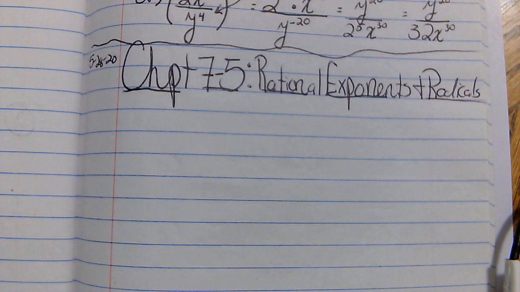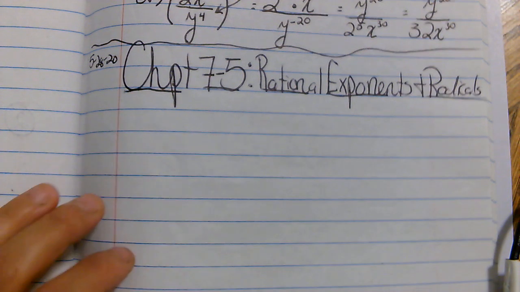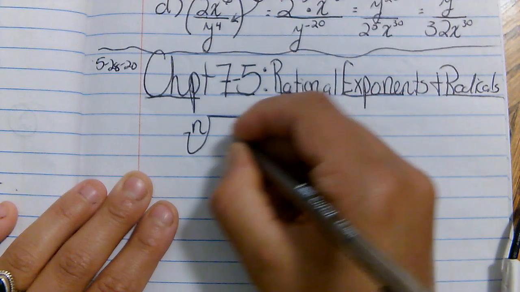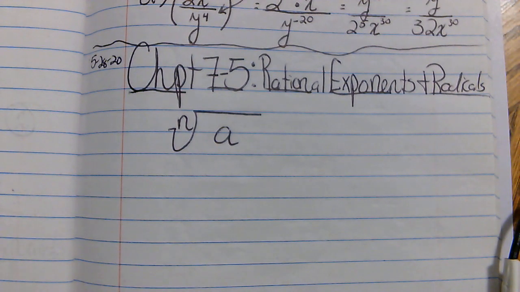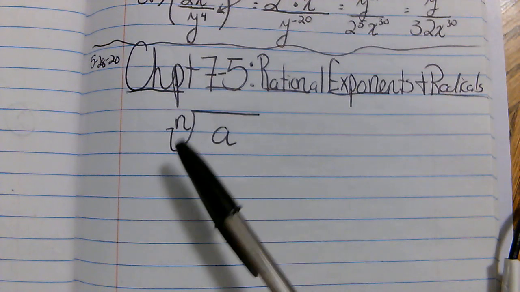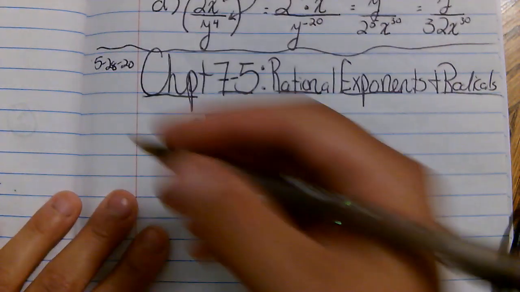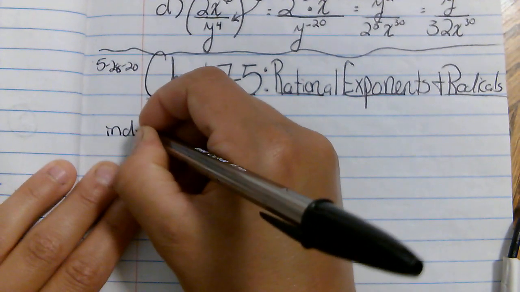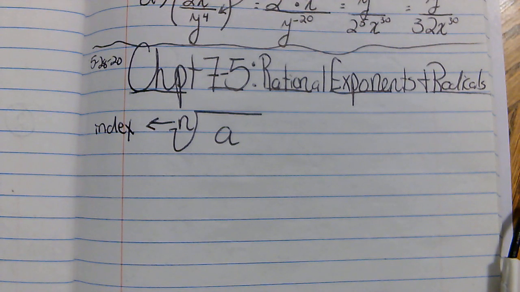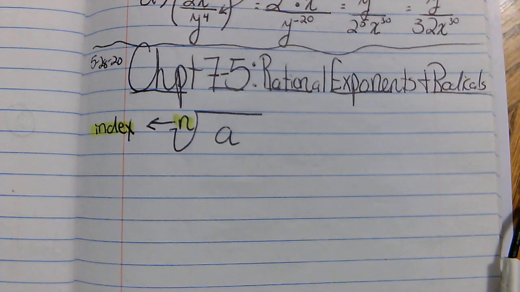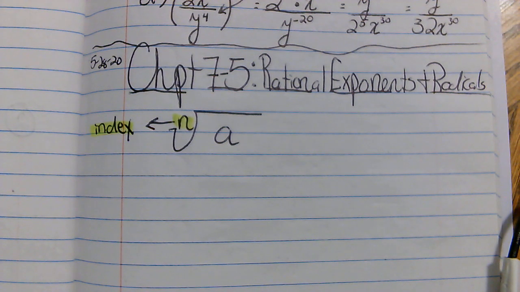I'm going to write it in variables, but all the ones we see are going to have a mixture of variables and numbers in them. So, an example would be, so we would read this as the nth root of a. So what this means is, this here, the n, is what we call the index. And I'm going to highlight those the same color. Okay. The n is the index. This is the nth root of a.